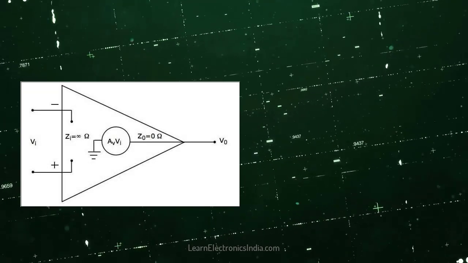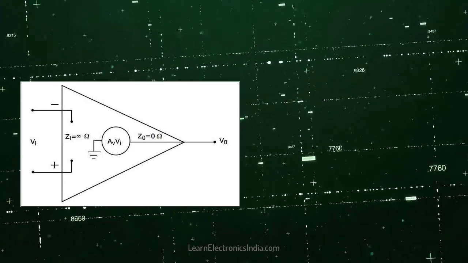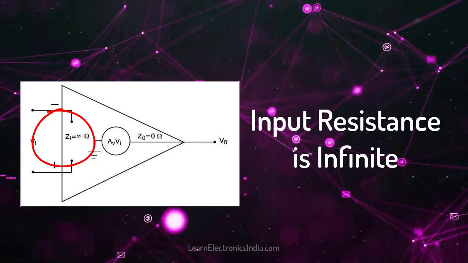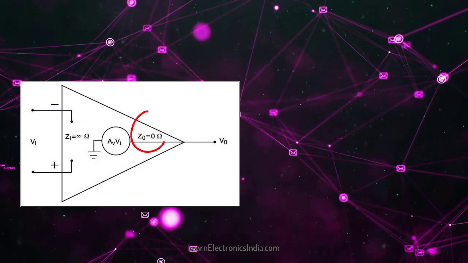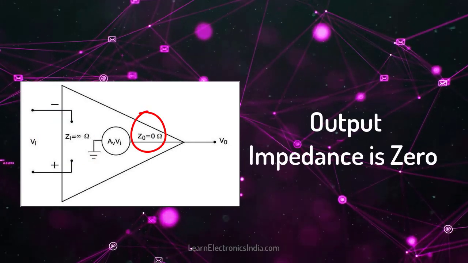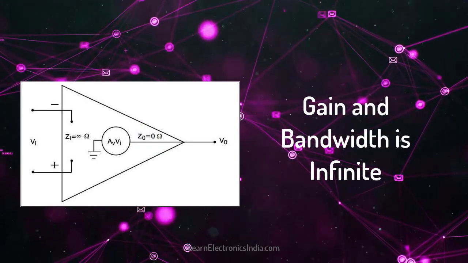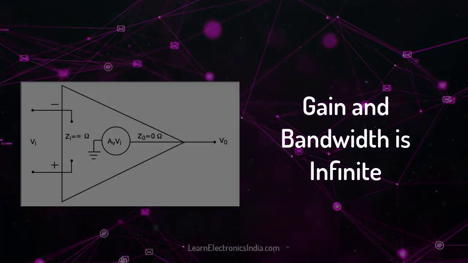From the equivalent circuit, we can derive the characteristics of an ideal operational amplifier. No current flows through the input of the operational amplifier. Hence, Ri is infinity. The output impedance of an operational amplifier is 0. The gain of an ideal op-amp is nearly infinity. And the bandwidth is nearly infinite.